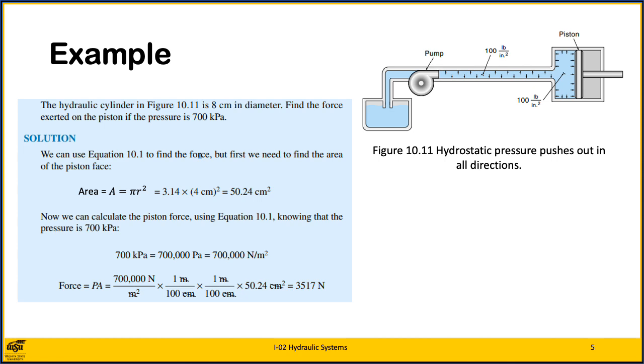So we know area is equal to pi r squared, and that's r, not d. So the diameter is 8 centimeters. Make sure you convert that to the radius. So pi times 4 centimeters squared gives you 50 centimeters squared. Now we can calculate the piston force using equation 10.1, knowing that the pressure is 700 kPa, which is 700,000 newtons per square meter. And so the force is equal to pressure times area, or 3,500 newtons.